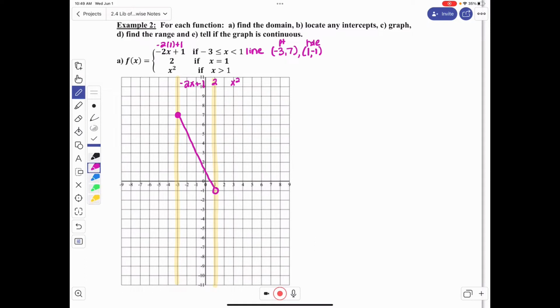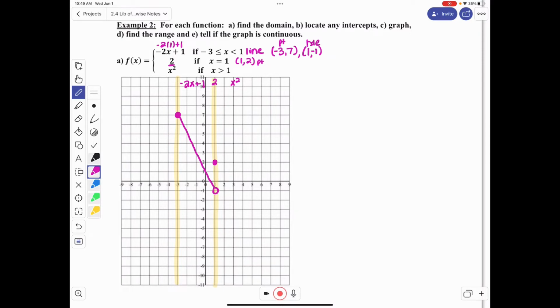Okay, so then the next thing, we have 2 if x equals 1. Well, there's not really a whole lot to do. If x is 1, then the y value is just 2, and we've got the equal to, so we know that that is just a point. So our point is at 1, 2, and I just put a point right there.